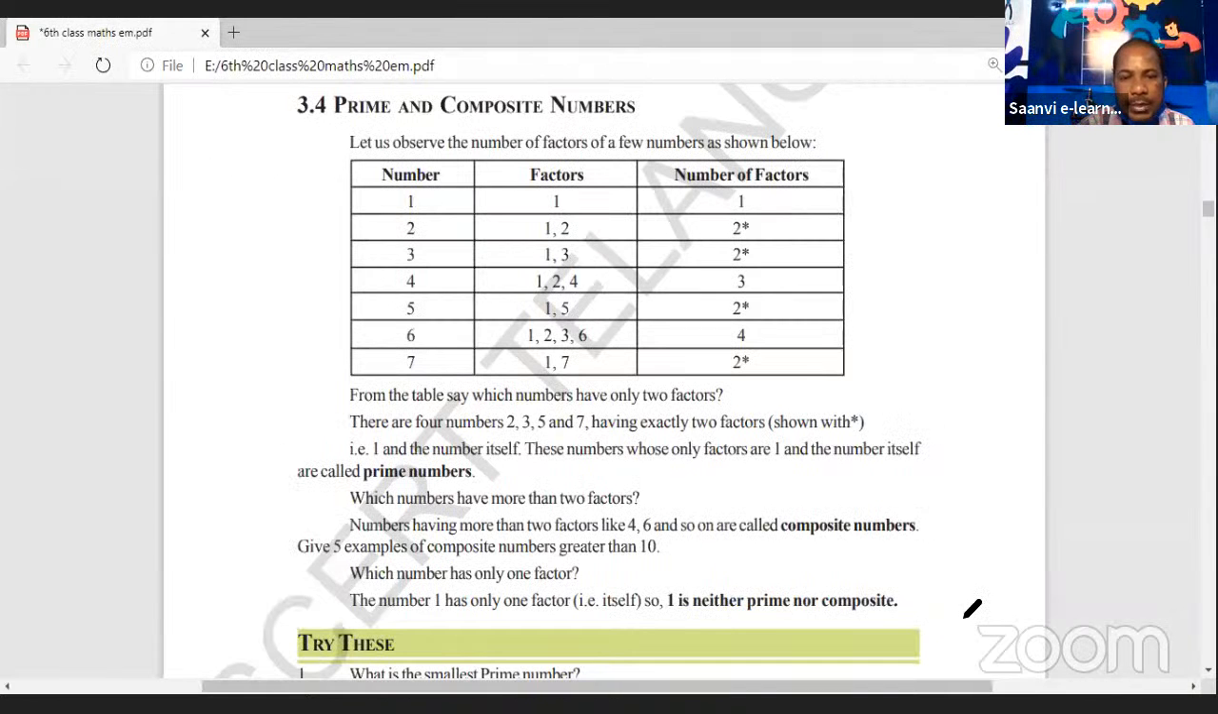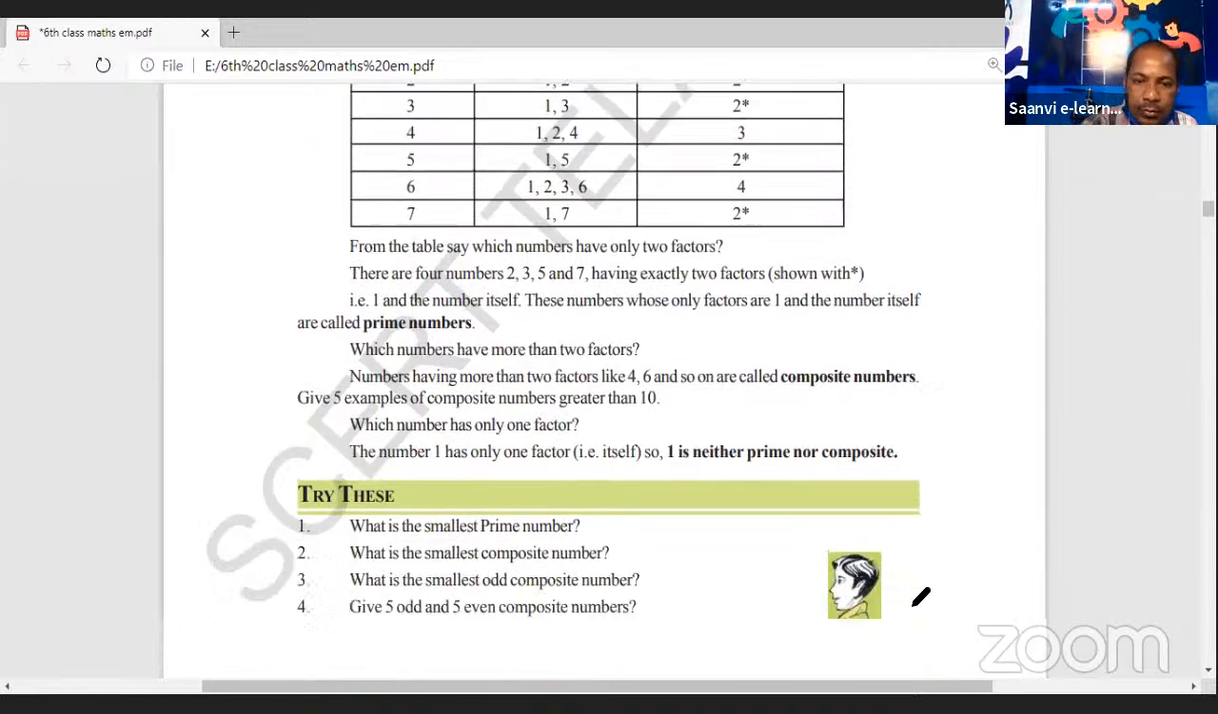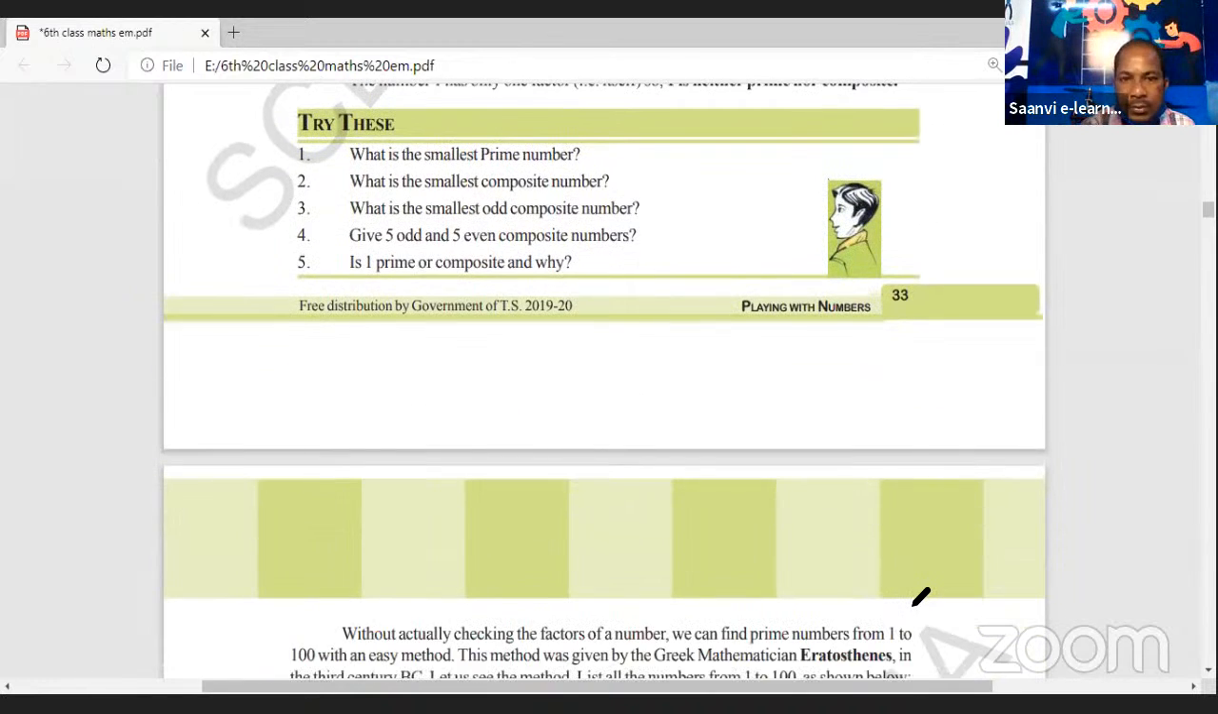Again we have 2 more topics, children. Those 2 more topics we will discuss in the next class. So first of all, your homework is, try this. All of you observe these questions. What is the smallest prime number? Already you know what the prime numbers are, so in that you have to write the smallest prime number. And what is the smallest composite number? Already you understood what the composite numbers are, so in that you write the smallest composite number. And what is the smallest odd composite number? You should write an odd number and it should be a composite number.